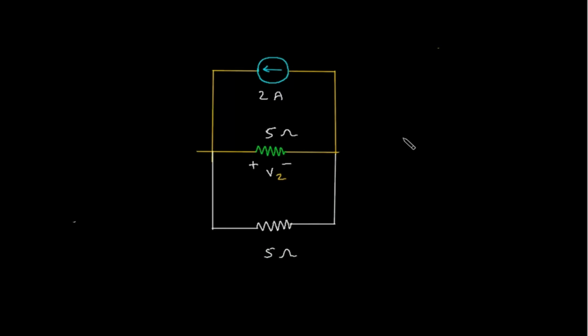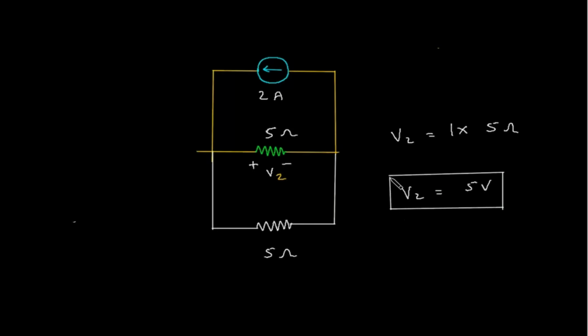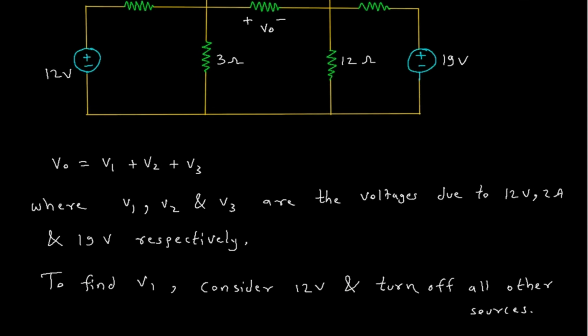Now, since both the resistances are of equal value, the current will be divided equally. So V2 is equal to current into resistance. The current is 1 ampere and the resistance is 5 ohm. Therefore V2 is equal to 5 volt. Next we have to find V3.